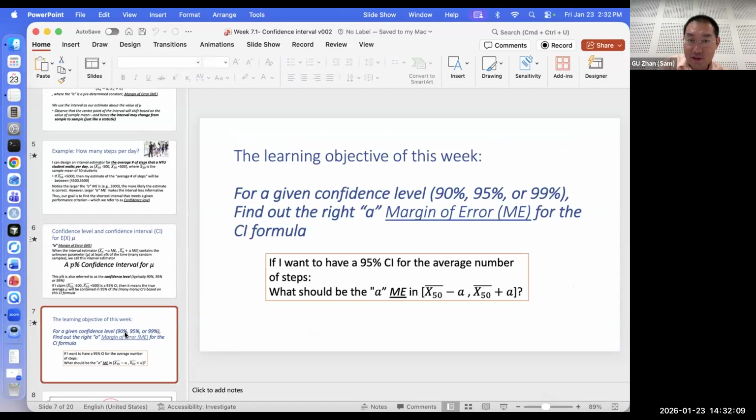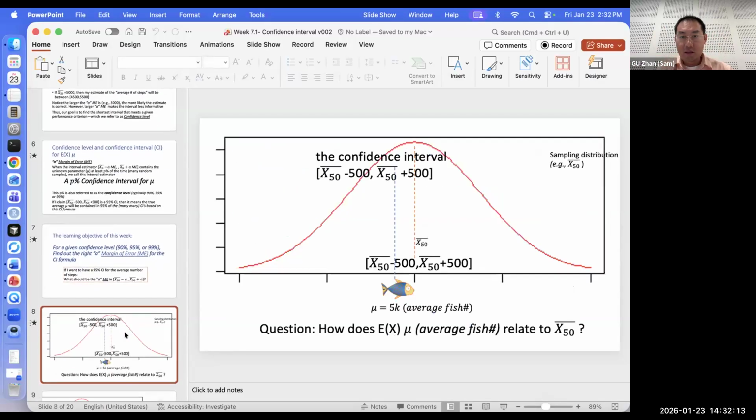Okay, so margin of error. For one sample that you collected, you can construct the sample mean plus or minus the margin of error. Then the true population mean is assumed to be 5K, the average number of fish. Then whether this interval will actually contain the 5K in the middle.